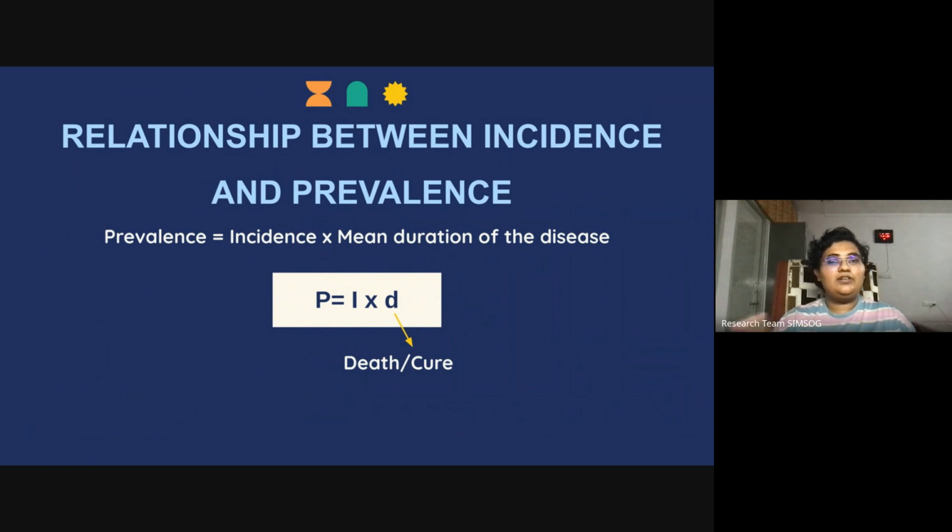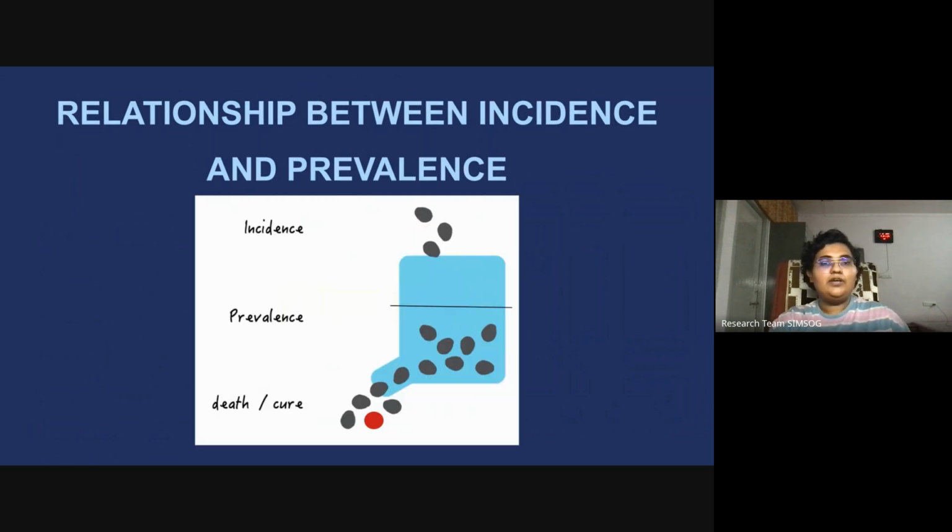Right? So incidence and prevalence are related to each other by this example. We can try to understand the relationship a little better with the help of this metaphor. Let's say that there is this vessel full of rocks. The rocks that are being thrown in signify the incidence. The number of rocks that are in this vessel signify the prevalence. And the rocks that are falling out are either falling out because of death or because of cure.